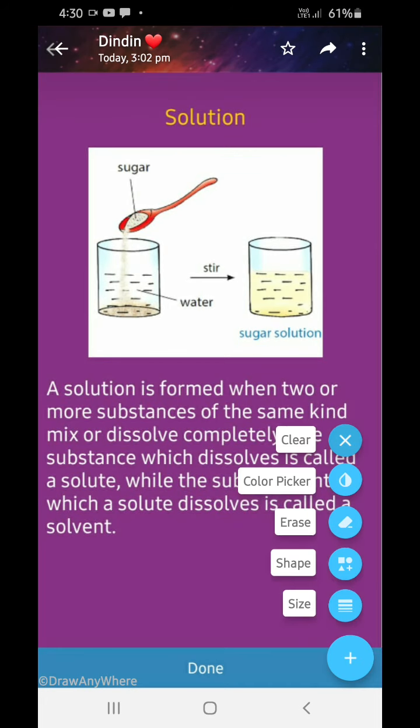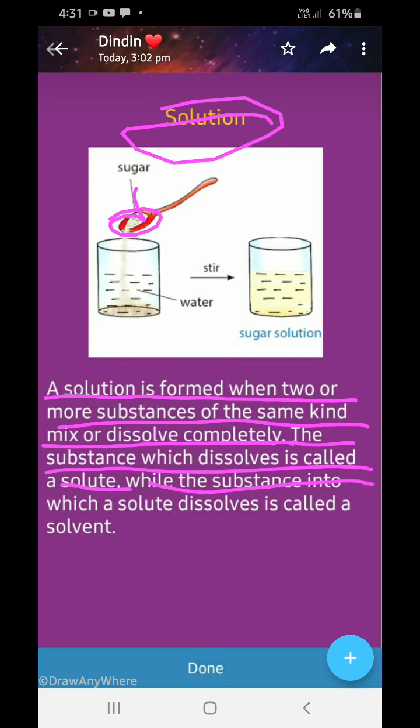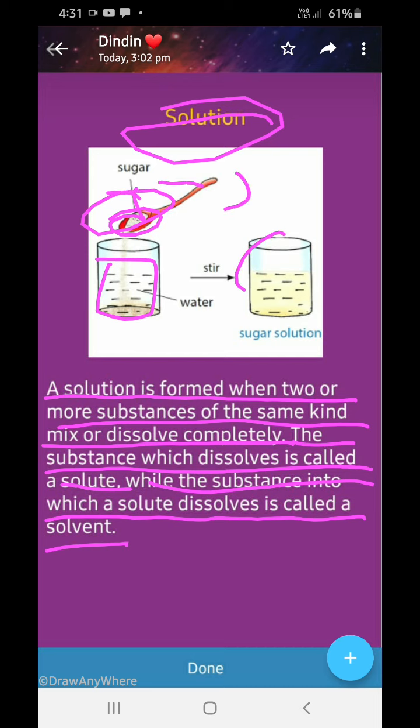Now, what is a solution? A solution is formed in which two or more substances of the same kind are mixed and dissolved completely. The substance which dissolves is called a solute, and the substance into which the solute dissolves is called a solvent. The water is the solvent and the sugar is the solute, and together they form a sugar solution.